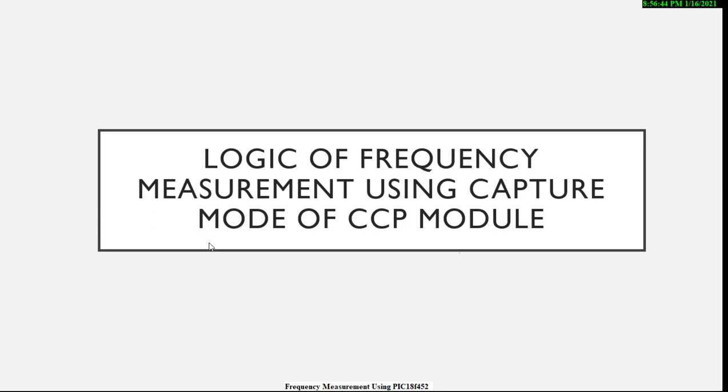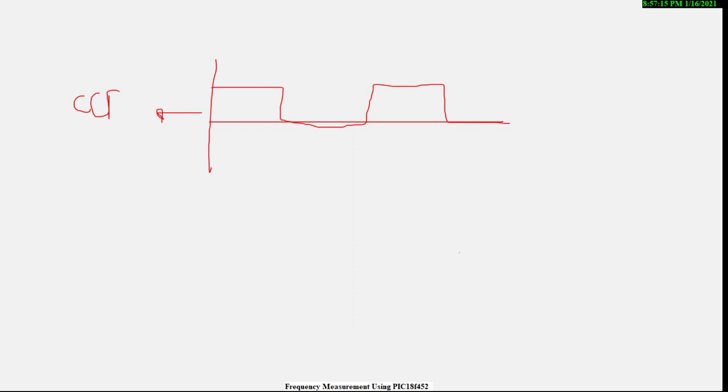As we have discussed the introduction of the CCP module, and we are now familiar with how to use the CCP module in capture mode, we are ready to develop the logic of frequency measurement using capture mode of the CCP module. For this, let's say I have this wave. Suppose we have applied this wave to the CCP pin of the microcontroller, and we want to capture the rising edge of this wave. Suppose we want to detect every rising edge of this wave. So this is a falling edge, this is also a rising edge.